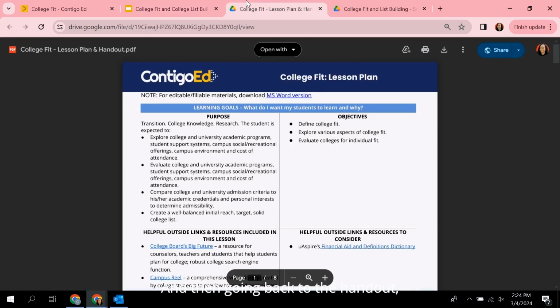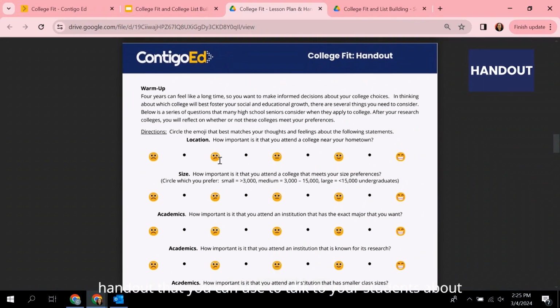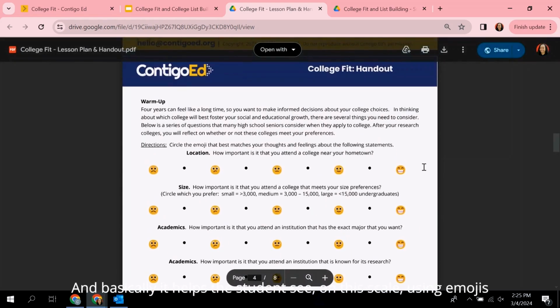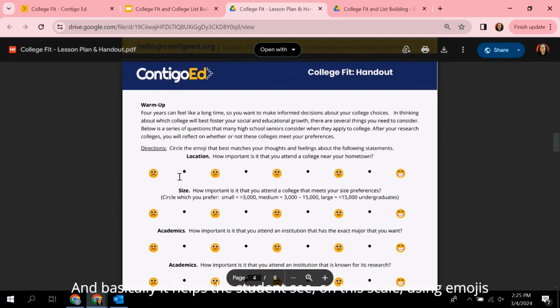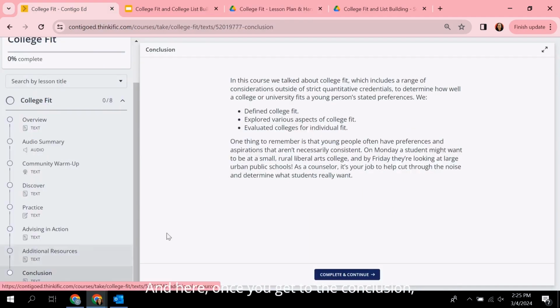And then going back to the handout, page 4 is a College Fit handout that you can use to talk to your students about what they're looking for, how they feel about these different aspects of finding a college fit. And basically it helps a student see on this scale using emojis what they prefer, or what are their thoughts about it. How are they feeling about the following statements? And here, once you get to the conclusion, you can complete and continue and go on to the next microcourse.